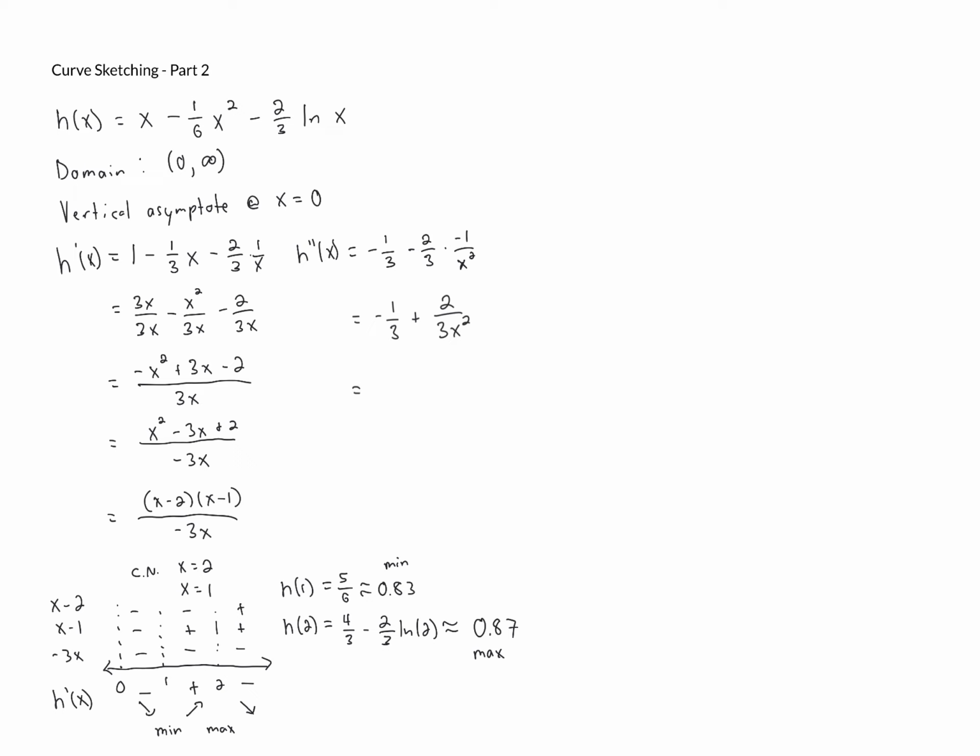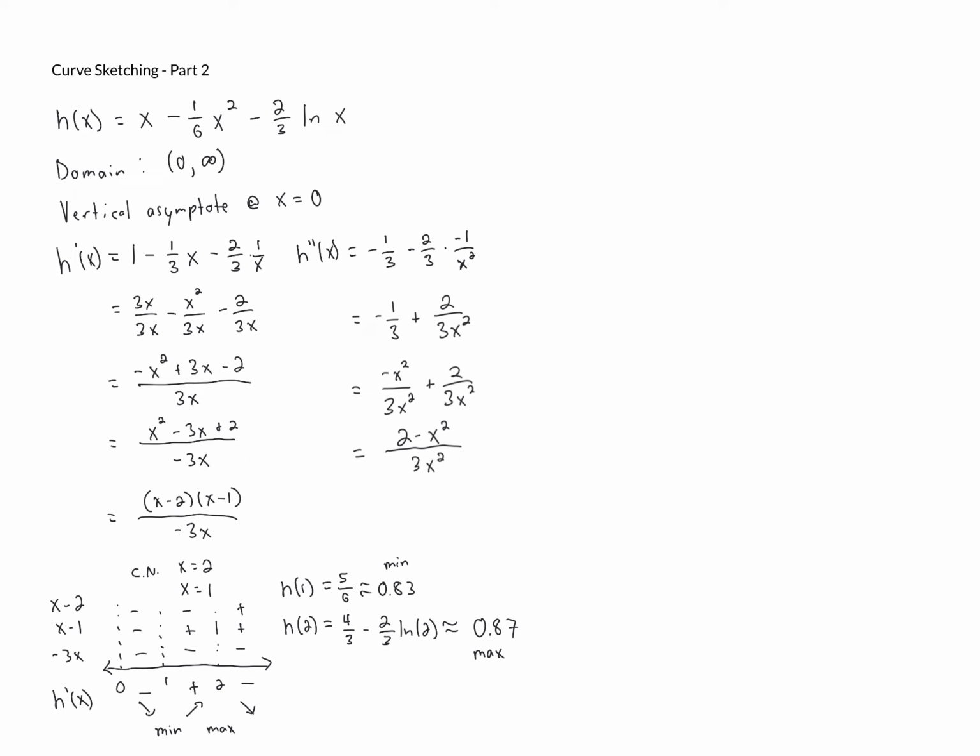And just like the other problem, we're going to combine these into one fraction to make working with it a little bit easier. The denominator is going to be 3x squared, so it's going to be negative x squared plus 2, all over 3x squared. And if we combine that, I'm going to put the 2 out front. I think that'll be a little nicer.